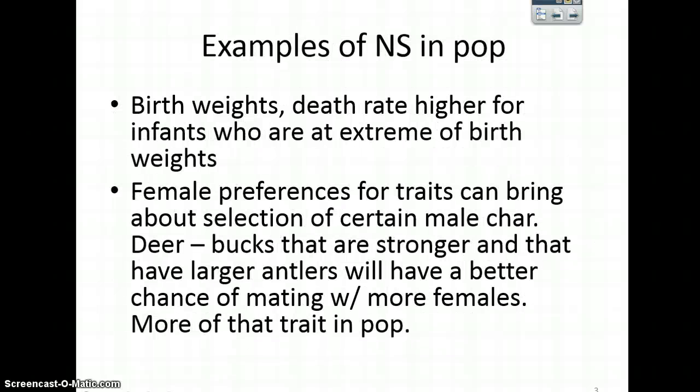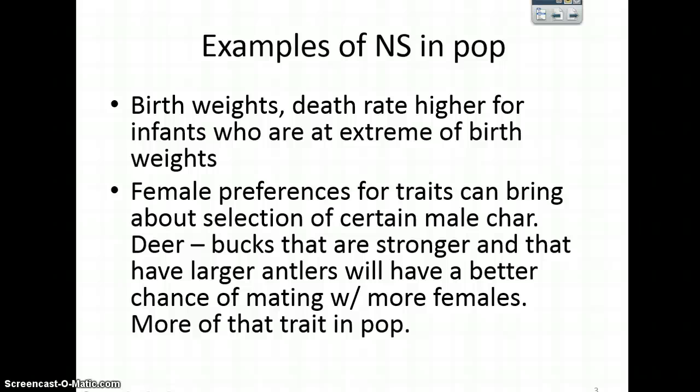Some examples of natural selection, the 2 big ones I want to talk about. First, female preference for traits can bring about selection of male characteristics. Out in the wild, the females are the ones that actually get to pick who they want to mate with. A lot of times the males don't really have an option. And an example specific to this area is deer.